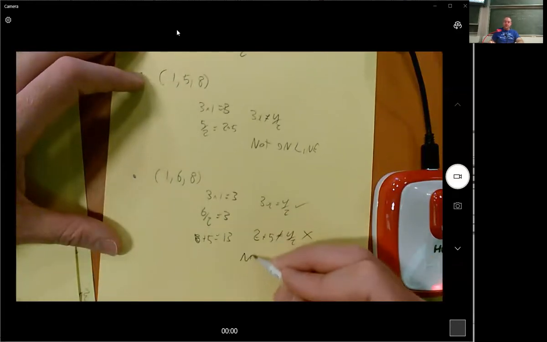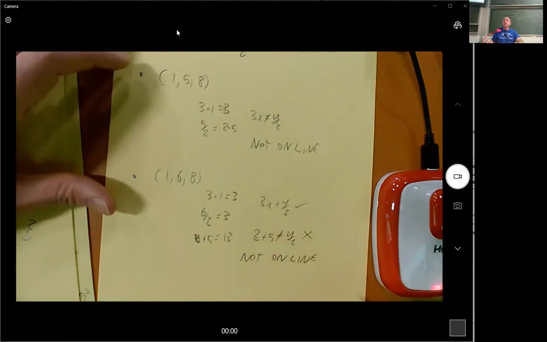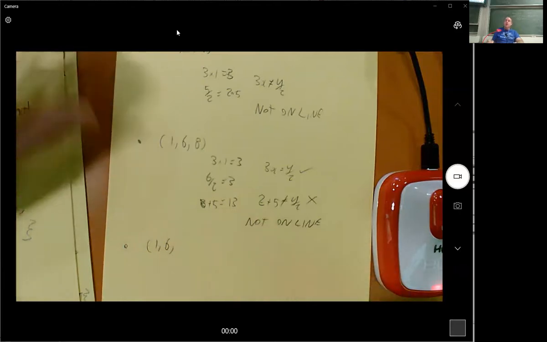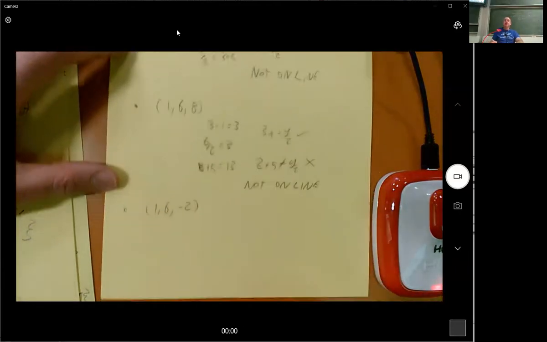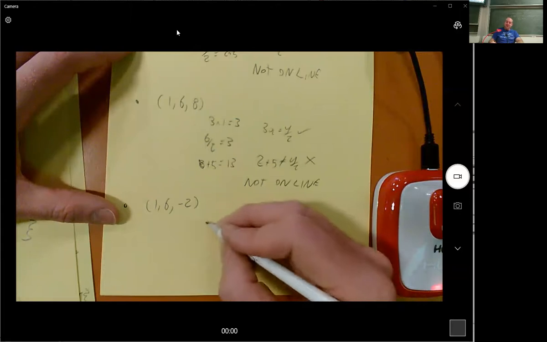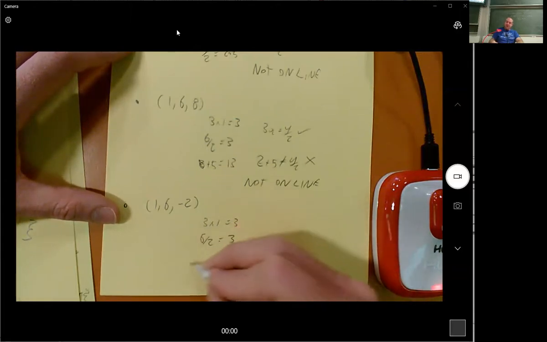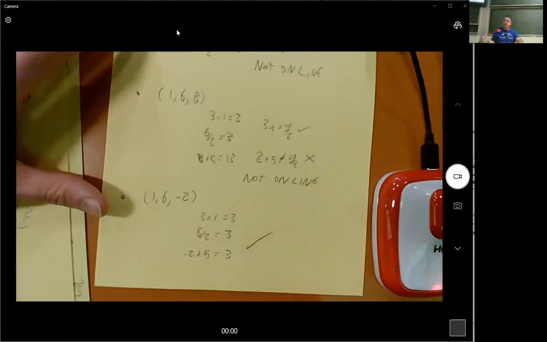Okay, so not on the line. It has to satisfy them simultaneously. So I'm thinking that it would have to be like -2, I reckon, if it starts with 1 and 6. So the 3 times 1 is 3, and the 6 divided by 2 is 3, and the -2 plus 5 is also 3. Yes, all 3 of those calculations are the same. It is on the line. Whoop.